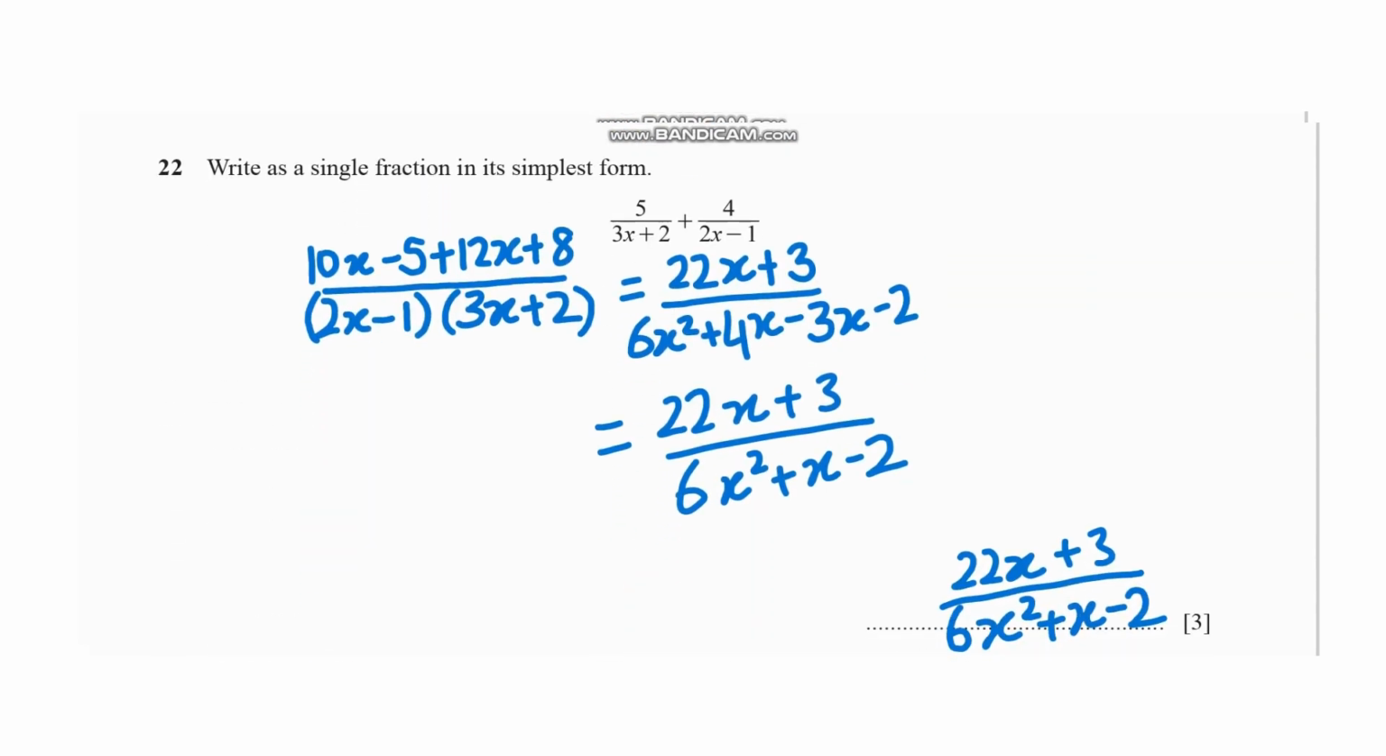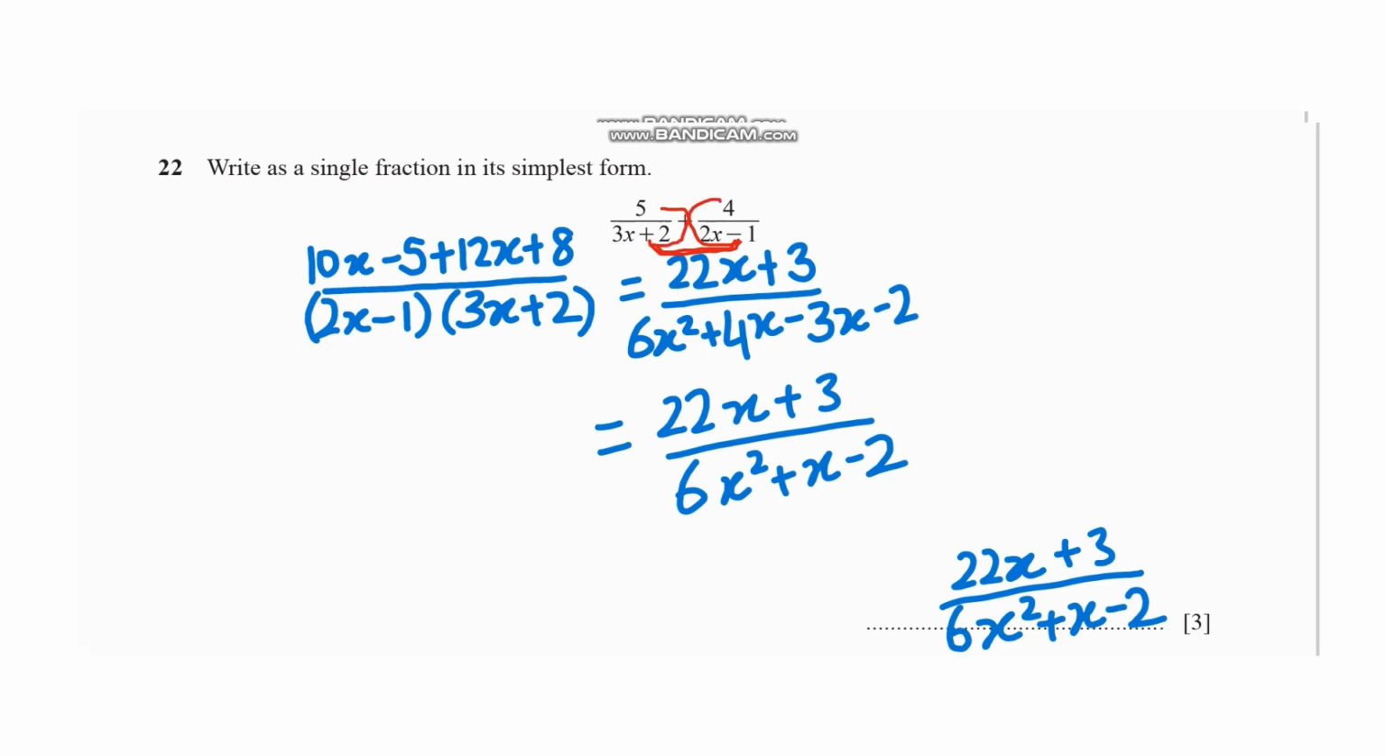Question 22 states, write as a single fraction in its simplest form. So what we will do is we will multiply 2x minus 1 with 3x plus 2, and then we will multiply 2x minus 1 with 5. Then we will do the same with 3x plus 2, which will multiply with 2x minus 1, and 3x plus 2 will multiply with 4.